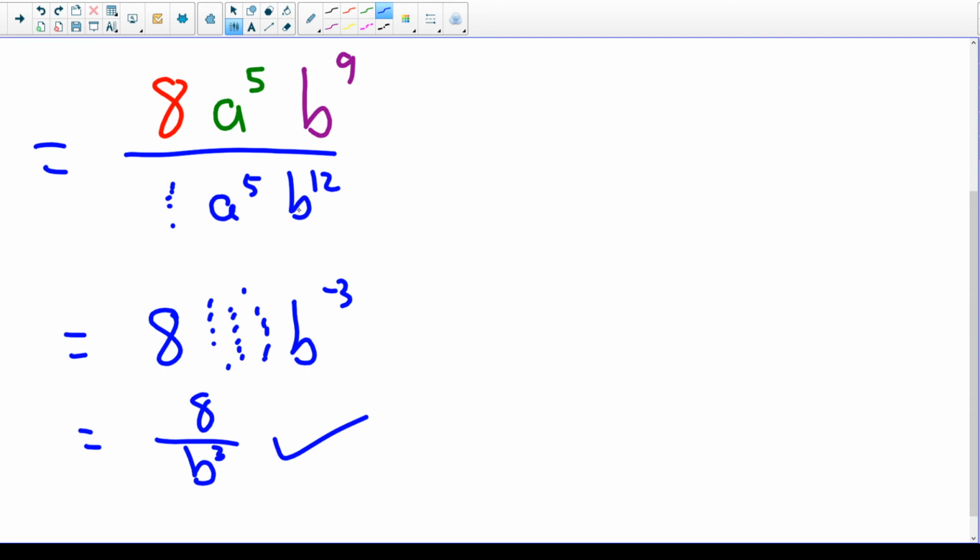So you should be able to see, if you're a little bit stronger, that the b to the 9 and the b to the 12 would have simplified to give you b to the 3's at the bottom, because the 9 b's at the top would cross off and there'd be 3 b's not crossed off at the bottom once you did that. So you can do that simplification if you understand it. Just don't get it wrong.